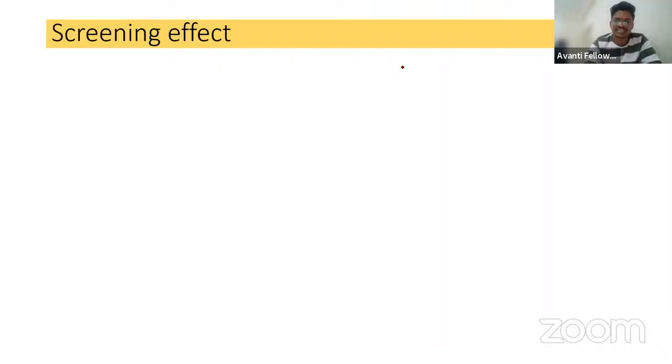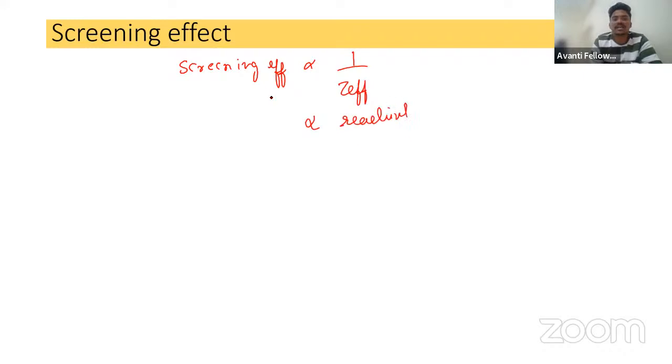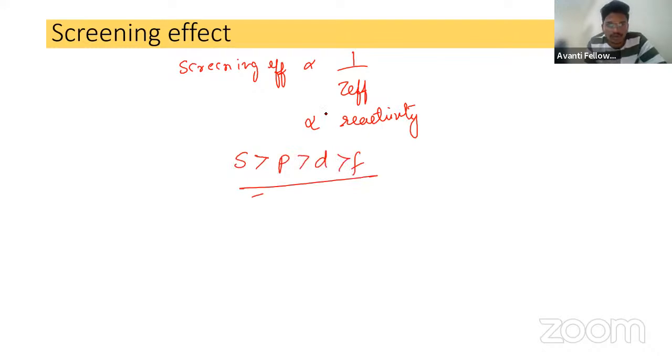Next, the screening effect is done. So remember, the screening effect is inversely proportional to Z effective and directly proportional to the reactivity. If the screening effect increases, the reactivity of the metals increases, and we can also say S can screen more than P, then D, and then F. I hope you guys can understand this very clearly.